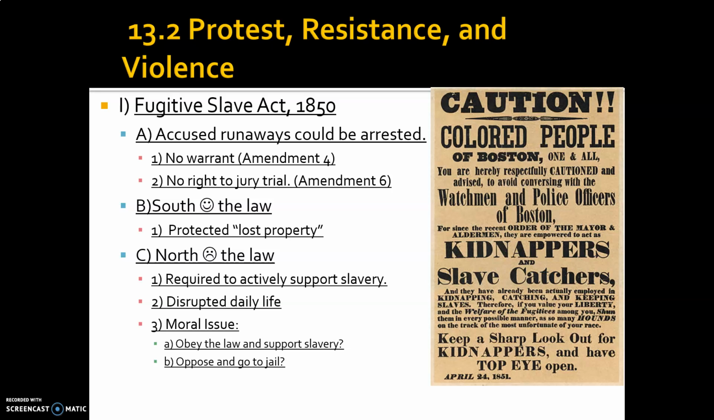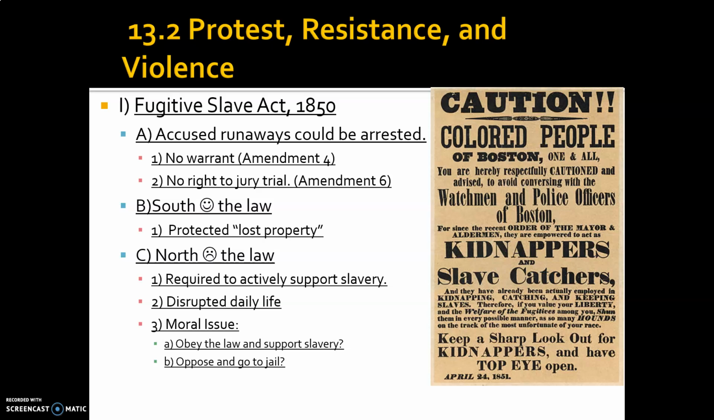The South, of course, really liked this law. They're smiley facing this law. Because from their perspective, it protected their lost property. It's like if you would have lost your backpack or your cell phone, and someone else found it, by law, they have to give it back. Or attempt to. This was the same concept, except for people. Very different.